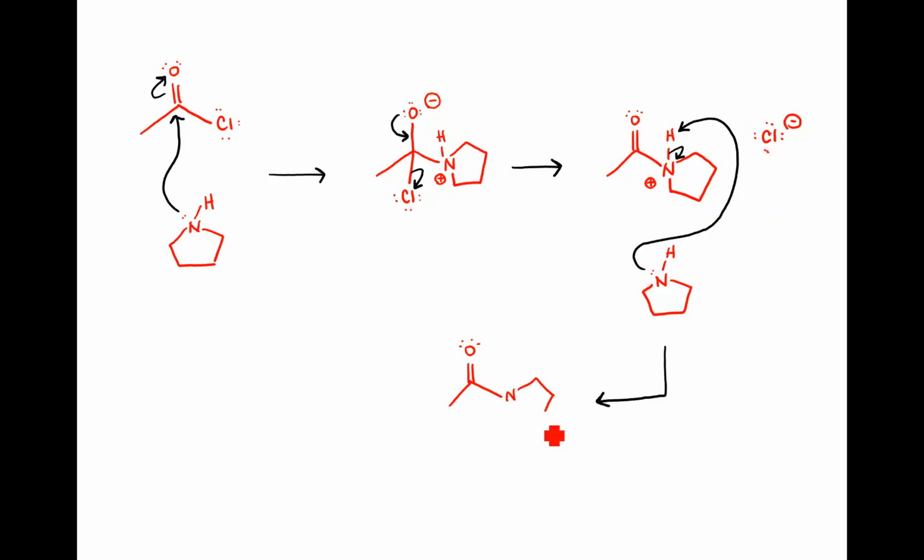The byproducts are the ammonium chloride that's formed from the proton transfer. So overall, notice that we used an acid chloride with a secondary amine, and we formed a tertiary amide.